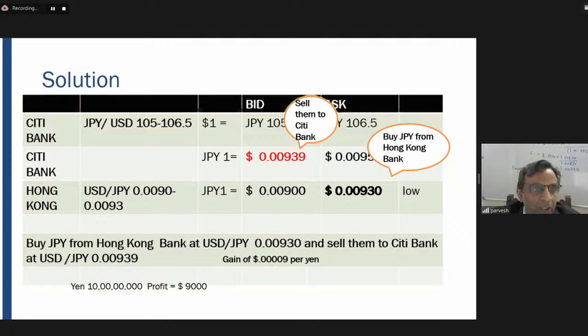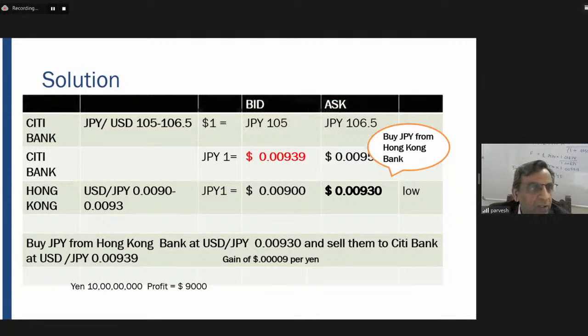So you go to the Citibank and look at the bid rate, and you find this is the rate at which you can sell those Japanese yen. So you will be able to sell at a much higher rate, which is 0.00939. So buy Japanese yen from Hong Kong Bank at 0.00930 and sell them to Citibank at the rate of 0.00939. So a gain of 0.0009 per yen. So if you have 10 crores of yen, you make a profit of $9,000. Okay, fine. I hope you have got it. If you have understood, please say yes. Or if you want, I should repeat it again.